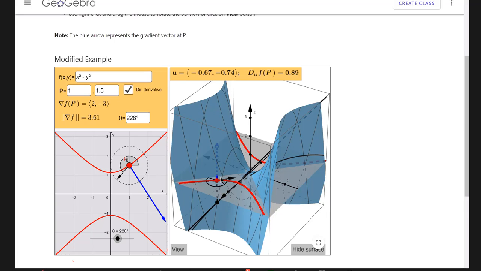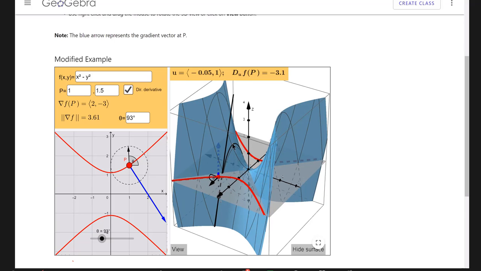As opposed to, if we go back this way, you can see here the black vector, that's my directional vector. Here's the corresponding curve. I was trying to change these colors but I can't. The parabola-shaped curve right here, that's the curve formed by the intersection of the surface and the plane that corresponds to our direction. And you can see that if we head in this direction, we're going to have a negative directional derivative.